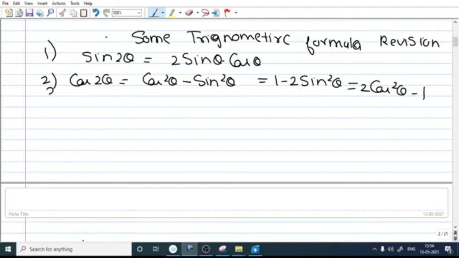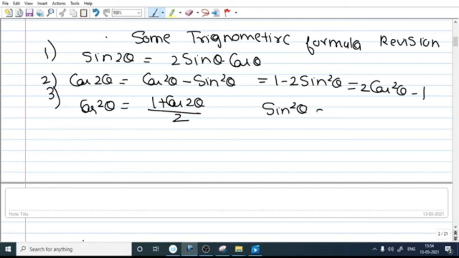The third thing you should know is that wherever you see cos²θ, it can be written in terms of cos 2θ as (1 + cos 2θ)/2. And if you see sin²θ anywhere, it can be written in terms of cos 2θ as (1 − cos 2θ)/2. So just remember this.